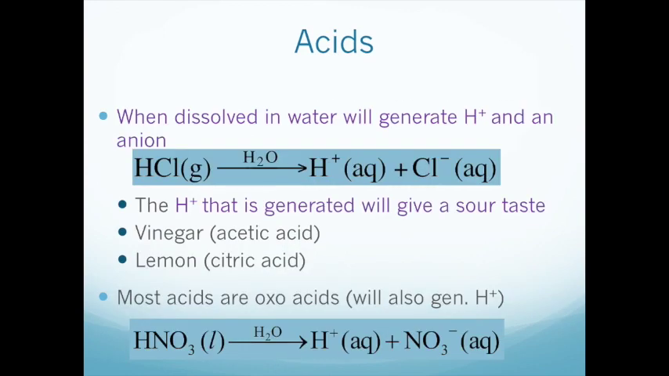So an acid, when dissolved in water, will generate H+ ions and an anion, which is the negatively charged ion of whatever the proton is bound to. For example, hydrochloric acid, which is a gas, can be dissolved in water, and it will dissociate into aqueous hydrogen ions, H+, and aqueous chloride ions, Cl-.